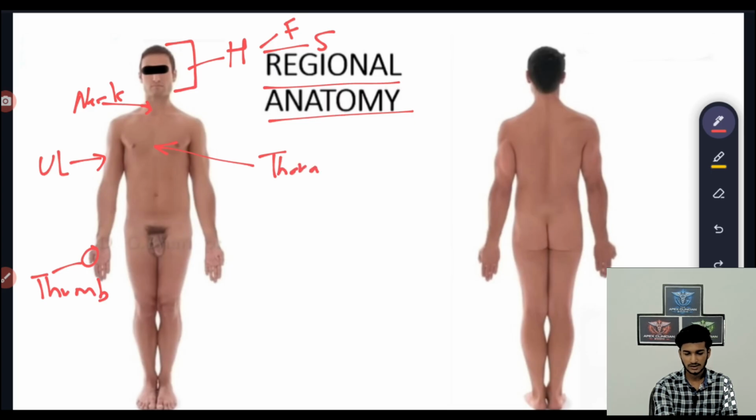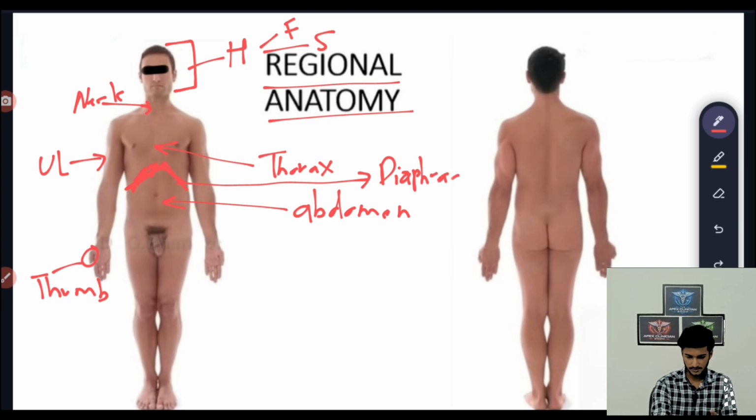Then you can see here, this is the upper limb. This is the thumb region, and here is the thorax region, which is also called the chest. Below the thorax region, we have the abdominal region. And I'm drawing a structure here. You can look carefully that it is dividing the thorax region and the abdominal region. What is this structure called? This structure is basically called the diaphragm. After that, you can appreciate this region, which I am highlighting with a dotted line. That is the pelvis region, or you can call it the pelvic region.